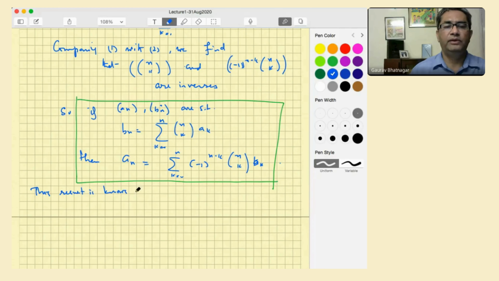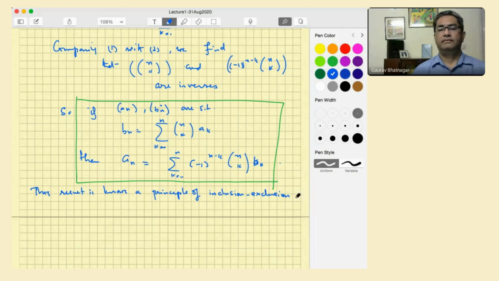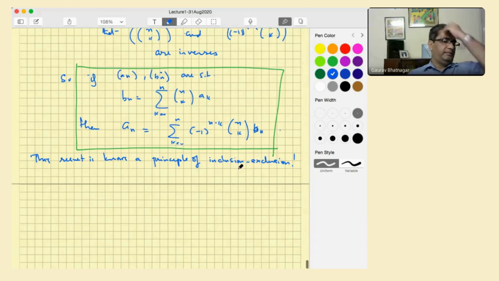This result is known as the principle of inclusion exclusion. And I need to do more terminology, so we will encounter it again. We will come back to it at some point.